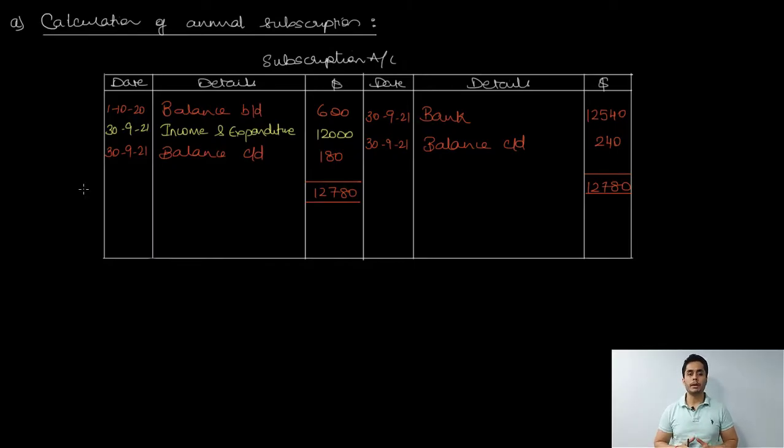Let's say you do not want to prepare a subscription account because the question has not asked for it and you want to save time. You can calculate the subscriptions for the year by using the formula method. You will start with your subscriptions received during the year, 12,540. To this, add your accrued subscription at the end of the year, which is 240, and deduct prepaid subscription at the end of the year, 180, and also deduct accrued subscription at the beginning of the year, 600. When you do that, you will get your subscriptions for the year as again $12,000.